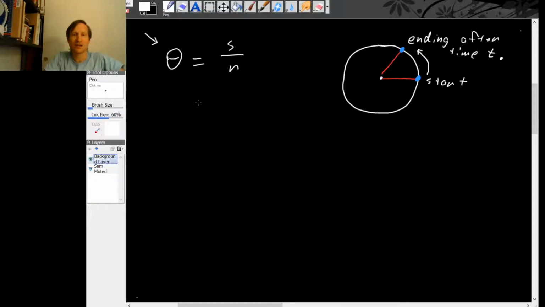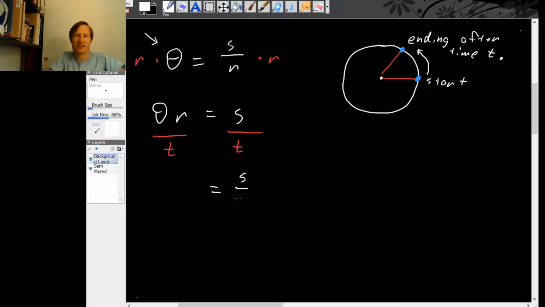So just to make the coming algebra a little easier, let's multiply both sides of this equation by r. We get theta times r equals s. And remember, this point on the edge of the circle has moved this distance s in t seconds, say. So to get the time into the game, let's divide both sides by t. So on the right-hand side, we get s over t.